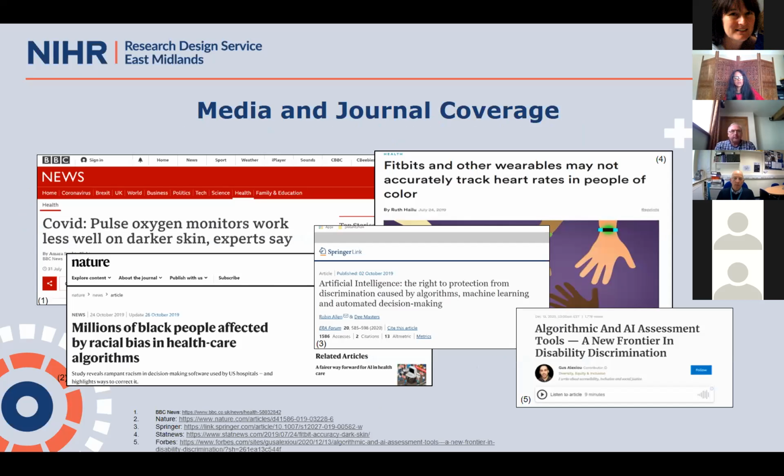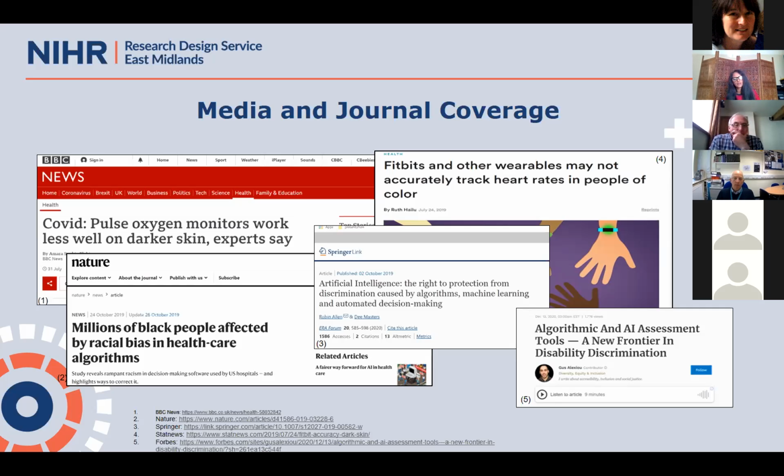So here's the ramifications really of a lack of embedding in EDI and PPI and in research. And these are illustrated by this sample of media and academic journals. Unfortunately, I don't have time to go through all of these today, but let's just focus on the BBC headline, given the disproportionate impact of COVID in BAME communities. So this one refers to oxygen monitors, which are designed to spot early signs of dangerous falls in oxygen levels in COVID patients. However, these work less well in people with darker skin.